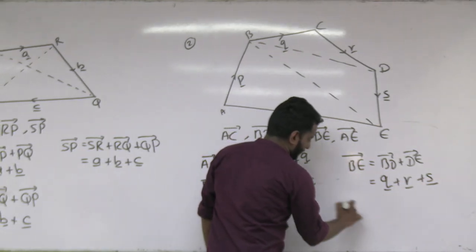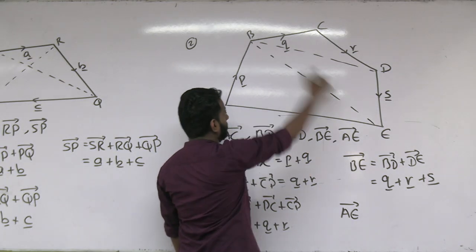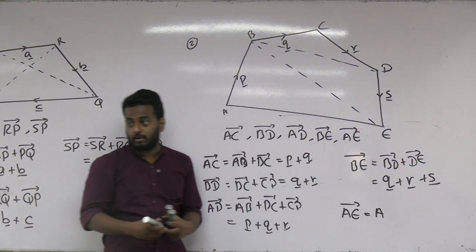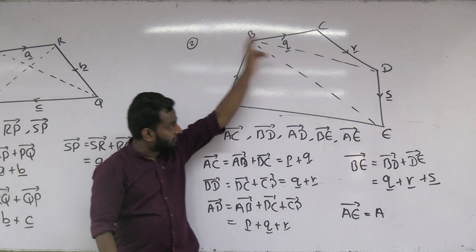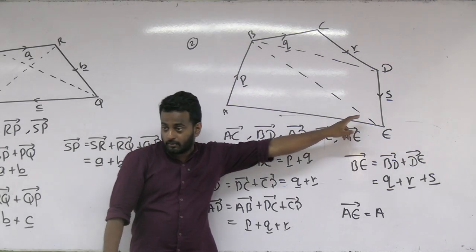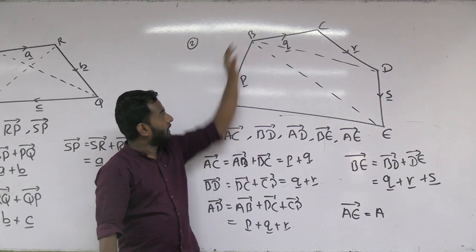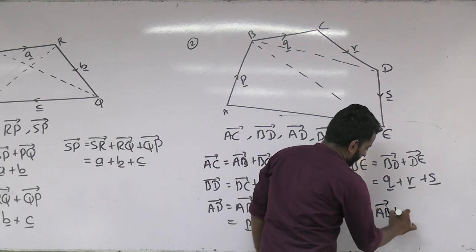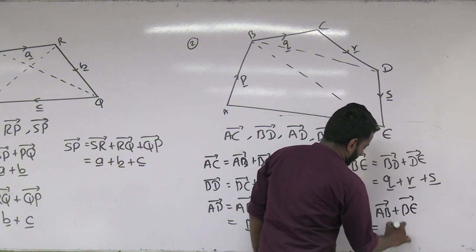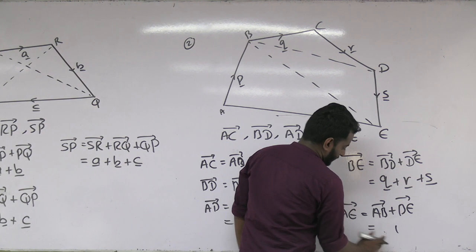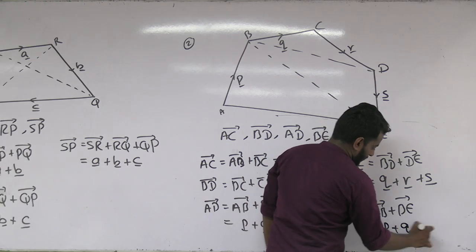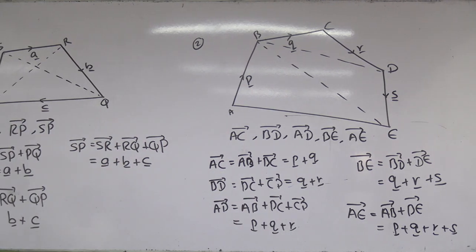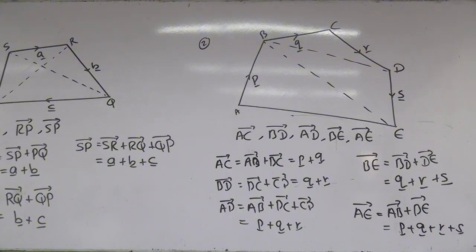And finally AE. For AE also we can do the same thing. We have already found BE, so I can write AE equals AB plus BE. Instead of writing all the points again, since I have calculated BE now, I can write AE equals AB plus BE. Fine, right? So AB is P, this is Q, R and S. Is that correct?